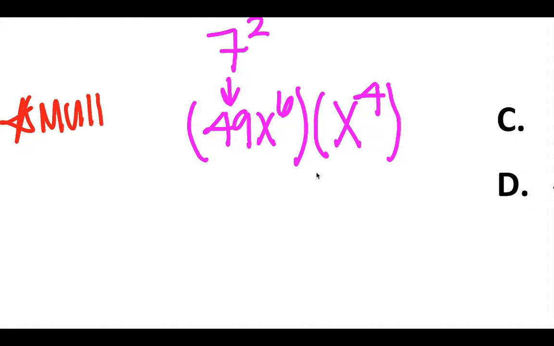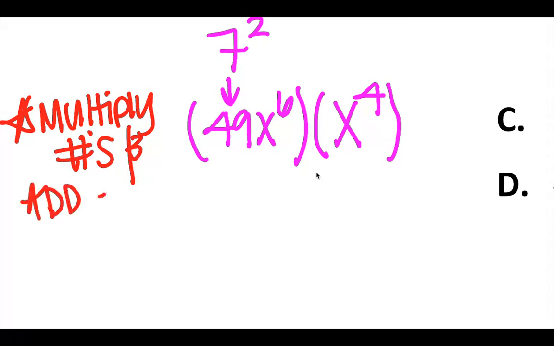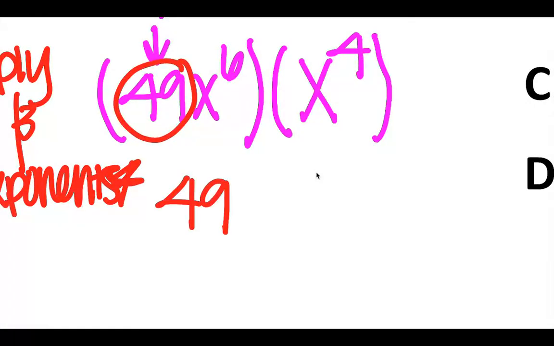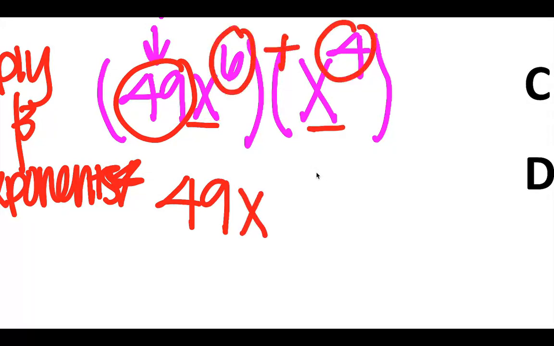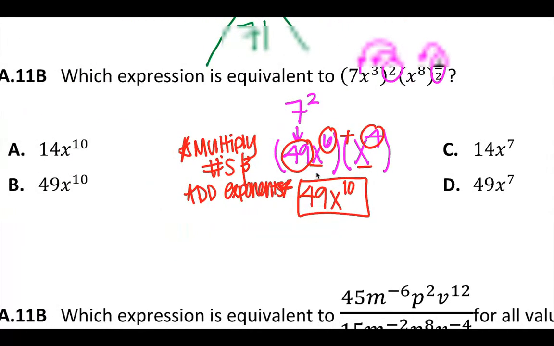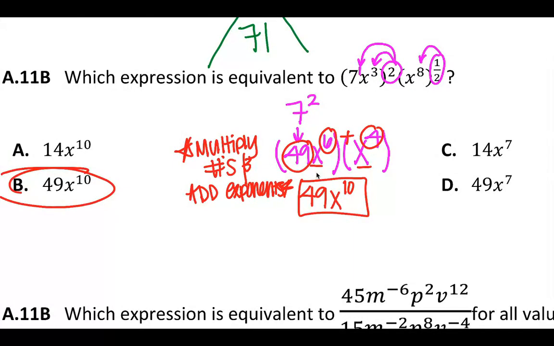Then product rule, we always multiply numbers and add exponents. Multiply numbers, add exponents. Well, I only have one number, 49. And then I keep my base of x, keep that, and I'm going to add 6 plus 4, which is going to give me 10. So 49, x to the 10th, which is answer choice B.